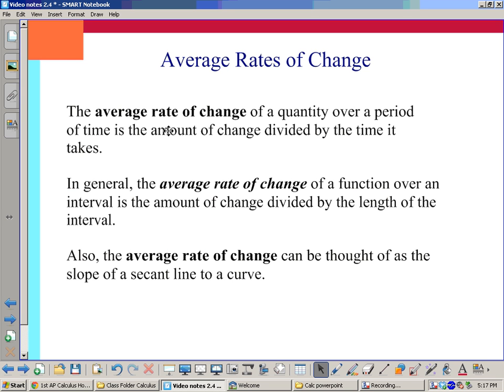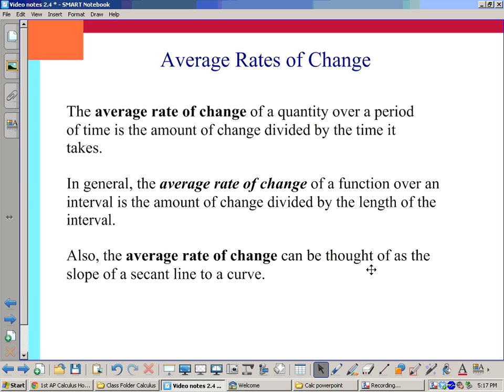We'll first start with the average rate of change of a quantity over a period of time, which is to divide the amount of change by the time it takes. So in general, the average rate of change of a function over an interval is the amount of change divided by the length of the interval.